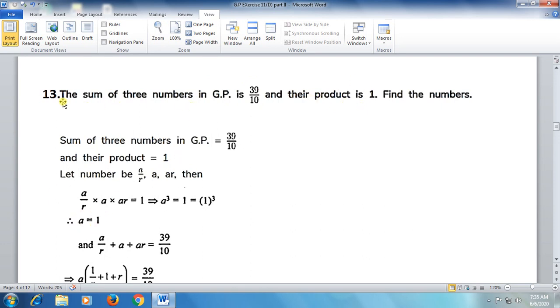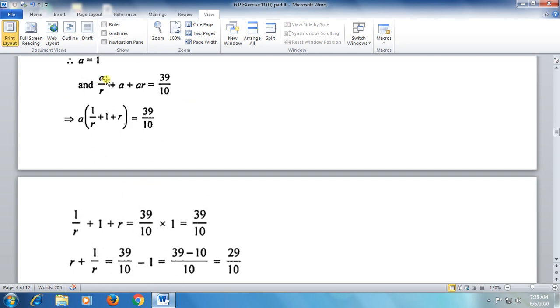Let us consider the other statement, that the sum of three numbers is 39 by 10. So we have considered the numbers as A by R, A and AR. Let us calculate the sum. A by R plus A plus AR is equal to 39 by 10. As we know the value of A, it can be substituted directly, or you can take A as a common factor, and hence you can substitute the value of A as 1.